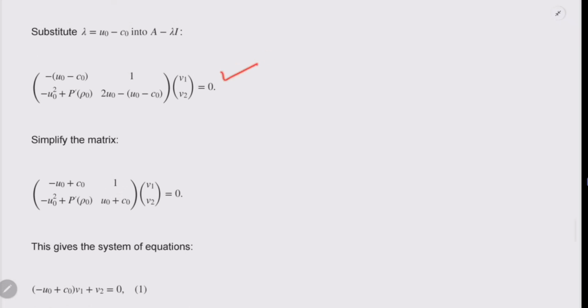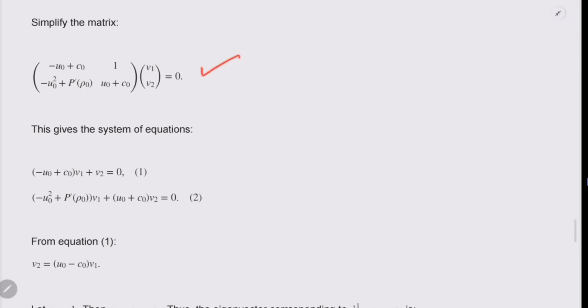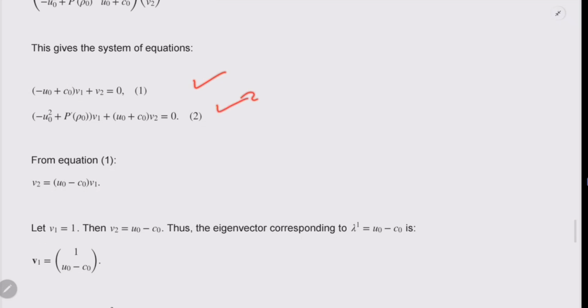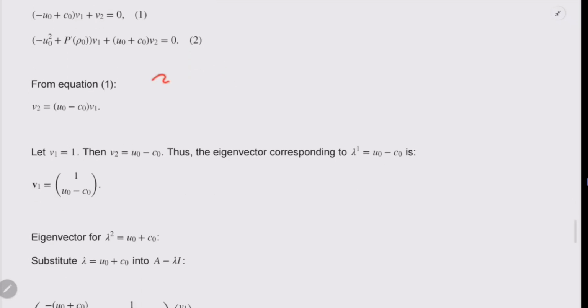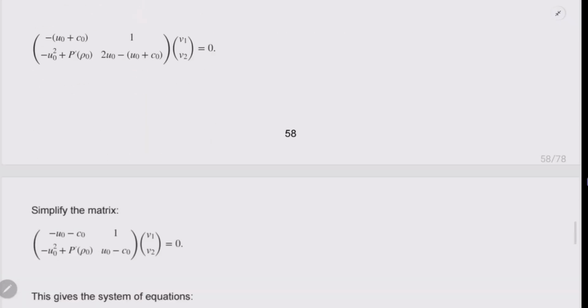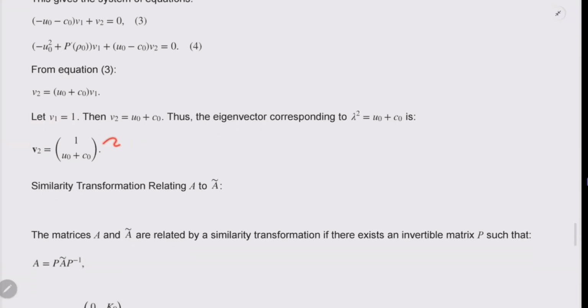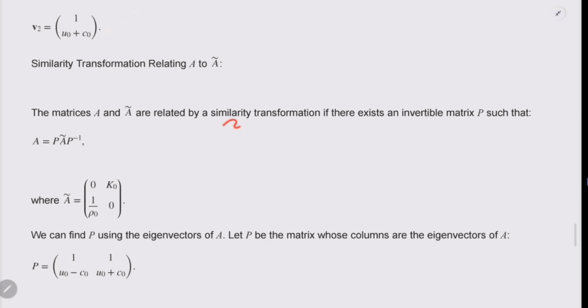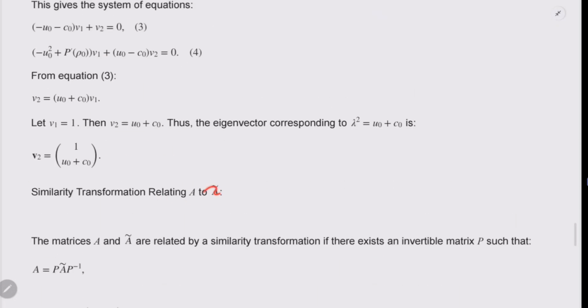So solving this equation, we simplify the matrix, and then we have the system of equations, and then we find the first eigenvector. Similarly, we have the second eigenvector. Now the question has been completed.